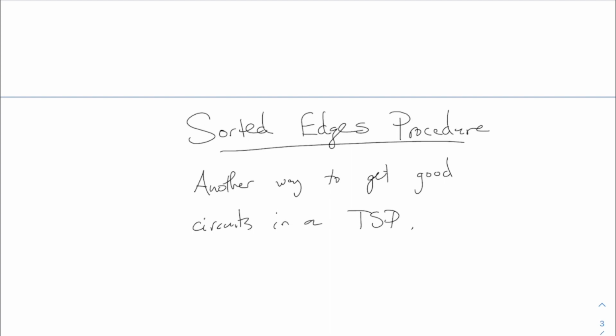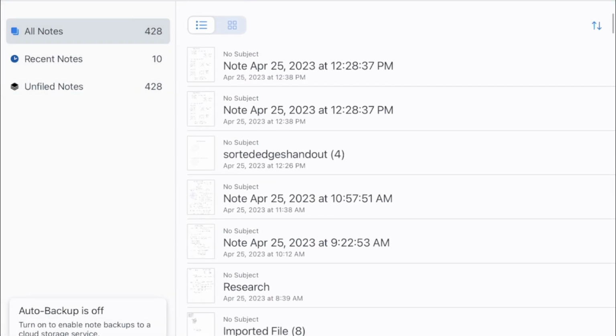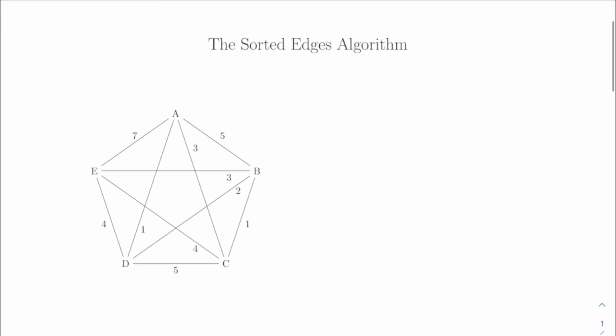So the sorted edges procedure. It's the old Apple, they like to overprice their things. I have a copy of this cute little handout here with my knockoff pencil. I'm going to try and fill it in. So I'm going to try to explain, you can write this along with me, how to do the sorted edges algorithm. First of all, I will just say there's no starting point.